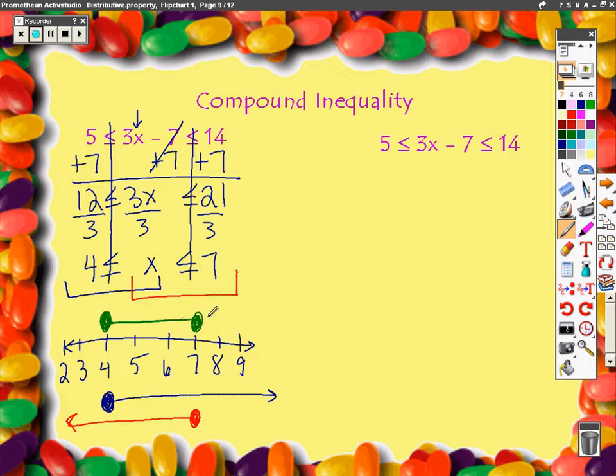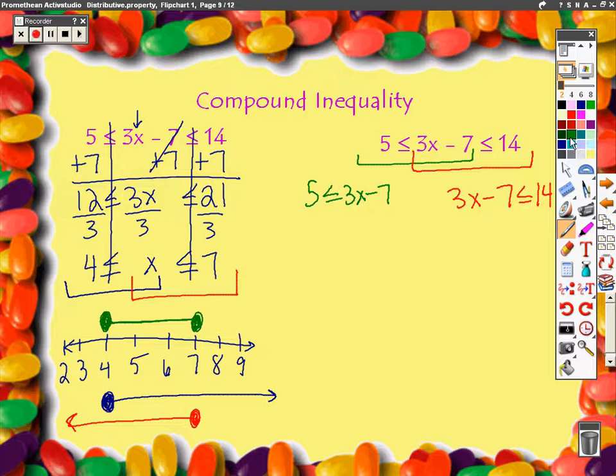Alright, so what is another way to do this that you may have also seen? I'm going to take the first one over here. I'm going to say 5 is less than or equal to 3x minus 7. And then I'm going to take the other one over here, and I'm just going to split them apart. And the reason I split them apart is because this first one I'm going to change it around a little bit. I like to have my x on the left side because it helps me to graph. So I'm going to write 3x minus 7 on the left side and the 5 on the right side.